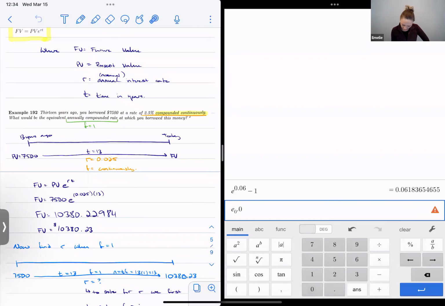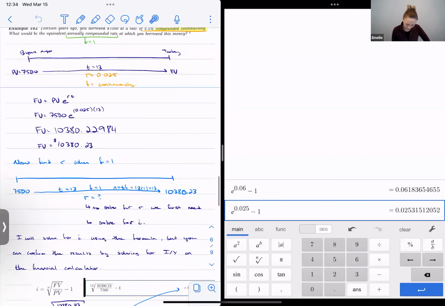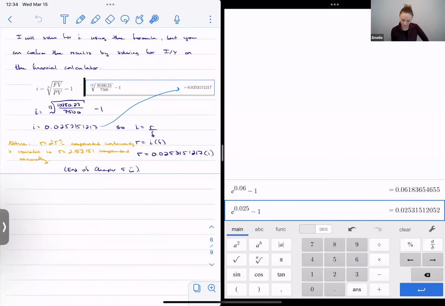So e to the power of 0.025, and then step it down minus 1. That gives 0.0253152.